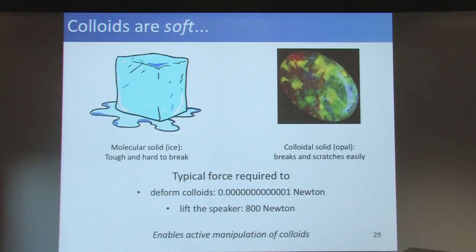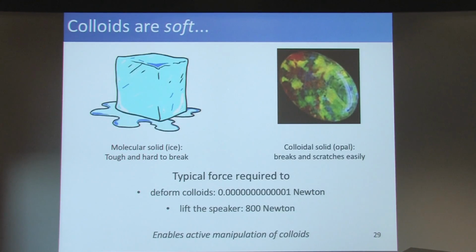Now, to put this in numbers, if we want to deform colloidal particles, or a colloidal system, this is the amount of force that we need. The newton is just a unit of force, and this is 0.0, and then a lot of zeros, 1. This is a fraction of a piconewton, which is a tiny, tiny force. To put it in comparison, if you want to lift me, you have to use about 800 newtons. I'm not trying to suggest anything about me, I'm just trying to illustrate how easy it is to deform a colloidal system. And this, as I said, enables us to actively manipulate these colloids.